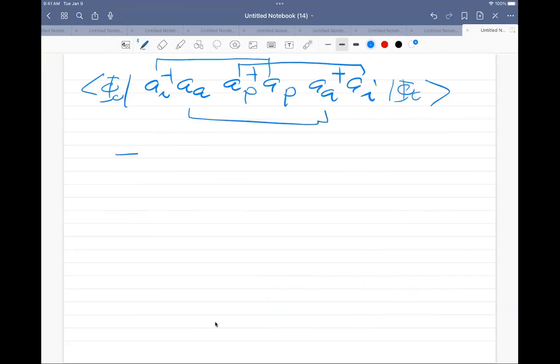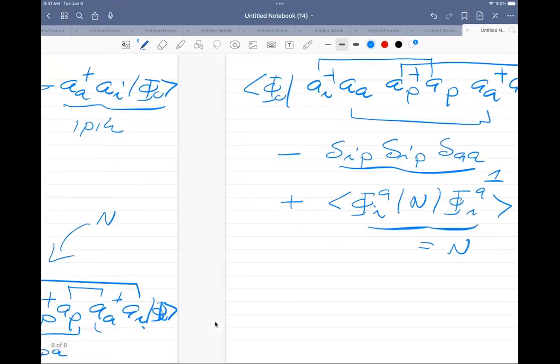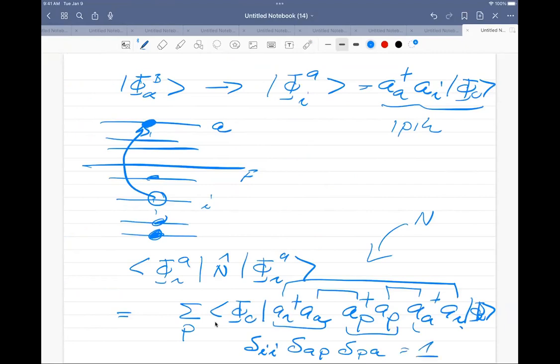So this would give us minus delta I of P, and then I have a delta I of P, and then a delta AA. And the final term, when we add things up, would be a phi_I^A with just this number, phi_I^A. And this is just given by the number itself. This is just a scalar. So what I'm getting now is three Kronecker deltas here. This gives us just one, like that. The previous one gives us just 1, and it's picking out one of these terms. So it's 1 minus 1, 0.